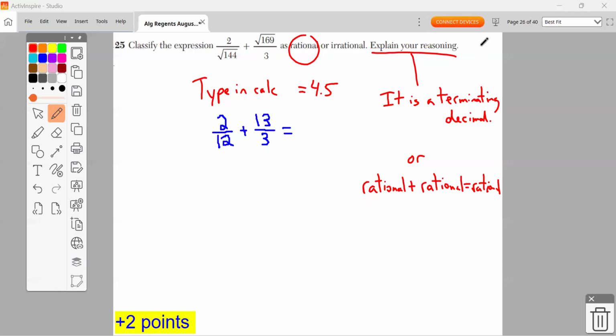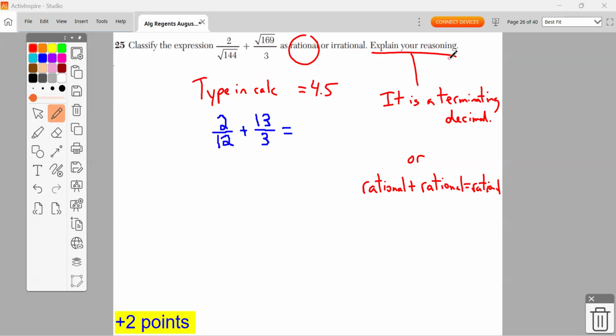This is the recording for the Algebra Regents exam, August 2023, short response. In question number 25, this is a 2-credit short response question. Classify the expression as either rational or irrational and explain your reasoning. You just need to type it right into the calculator.